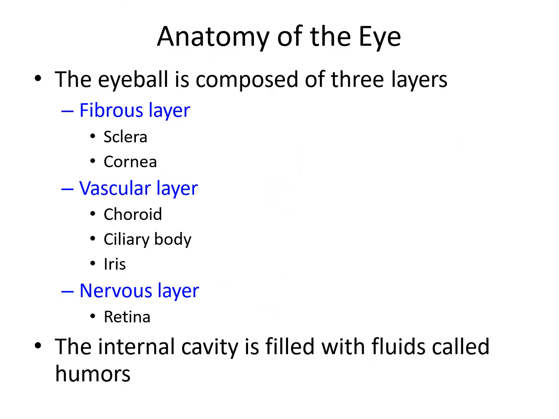The eyeball is composed of three layers. The fibrous layer, which makes up the sclera and the cornea; the vascular layer, which is made up of the choroid, ciliary body, and the iris; and the nervous layer, which is composed of the retina. The internal cavity of the whole eyeball is filled with fluid, which is called the humors.